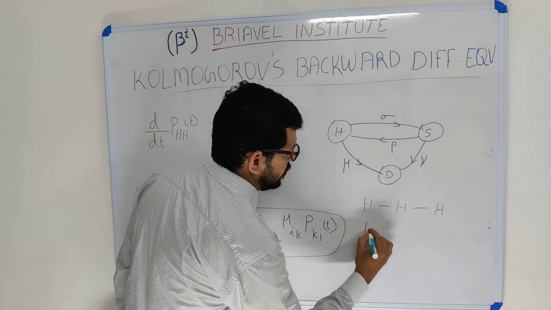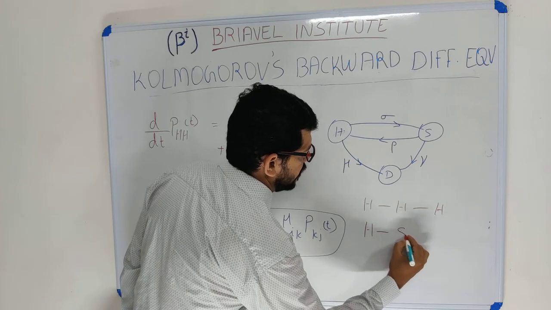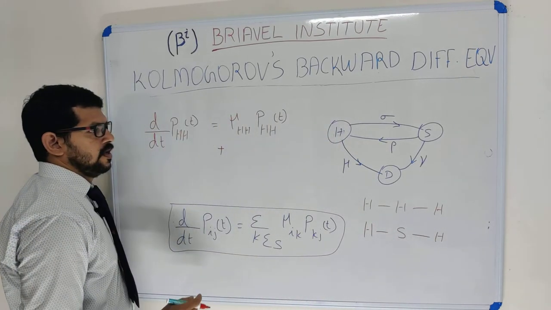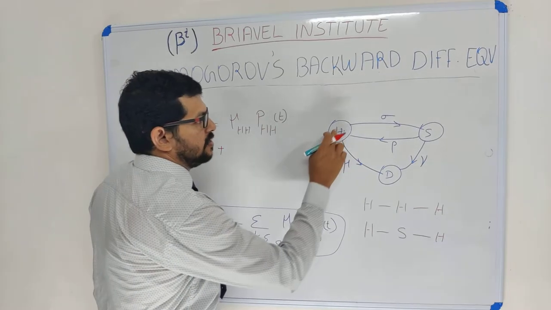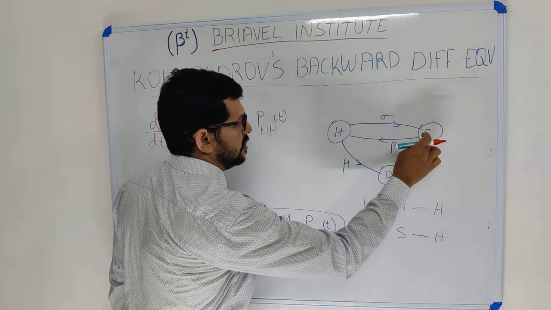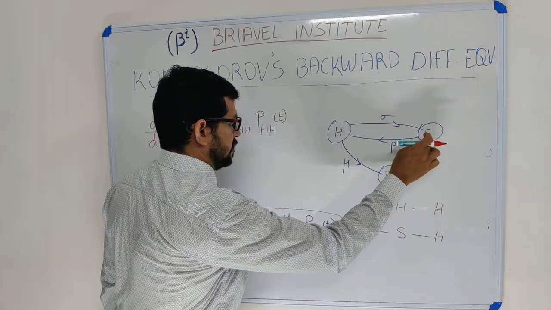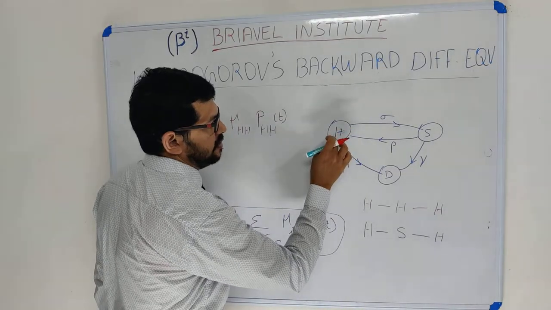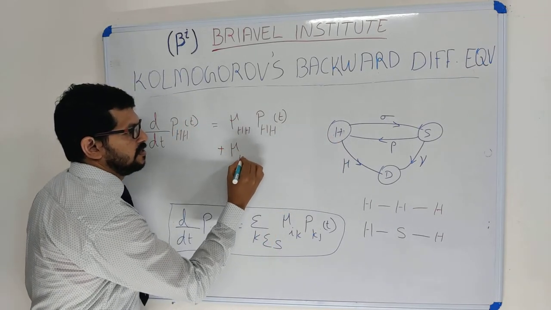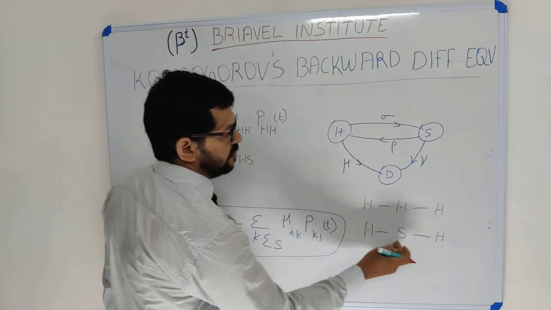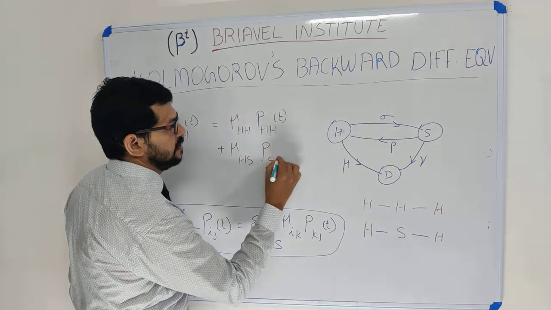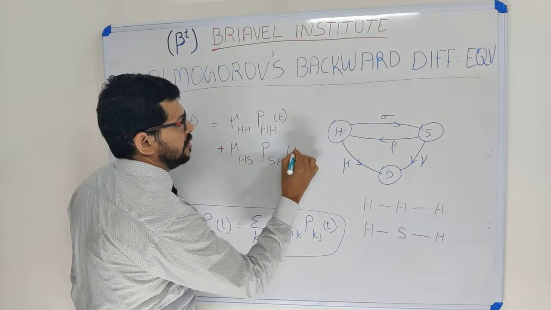Here, we initially start from H, we reach S, then we reach back to H again. So, starting from H, we reach S in a small time interval. Again, we seek the recovered state and we reach the healthy state. So how can we write it? It is P of HS, same like H to S, and the probability of S to H, at time T.